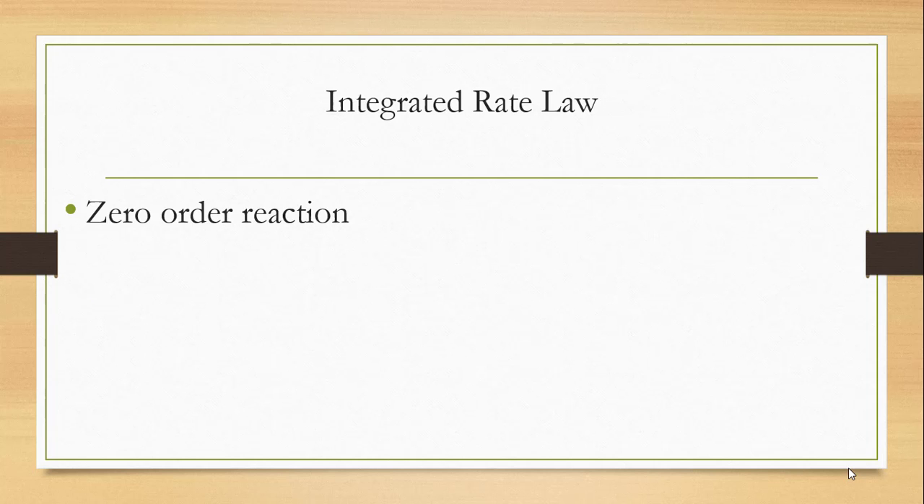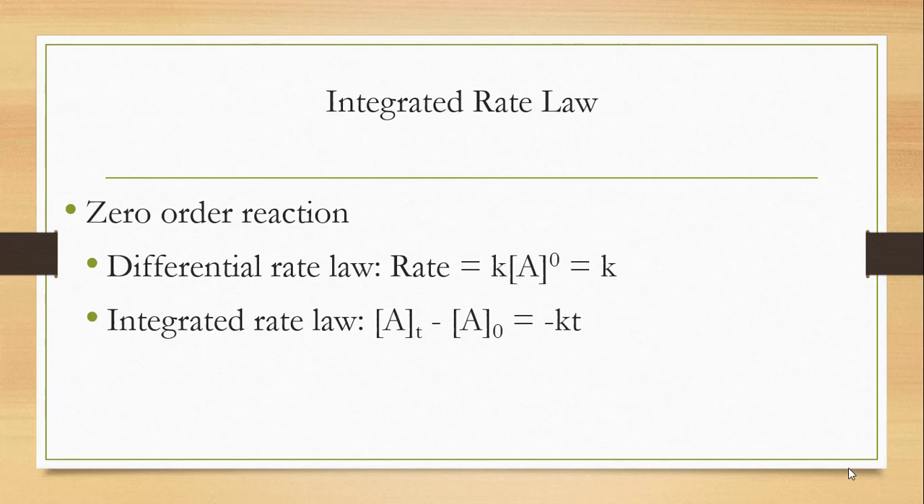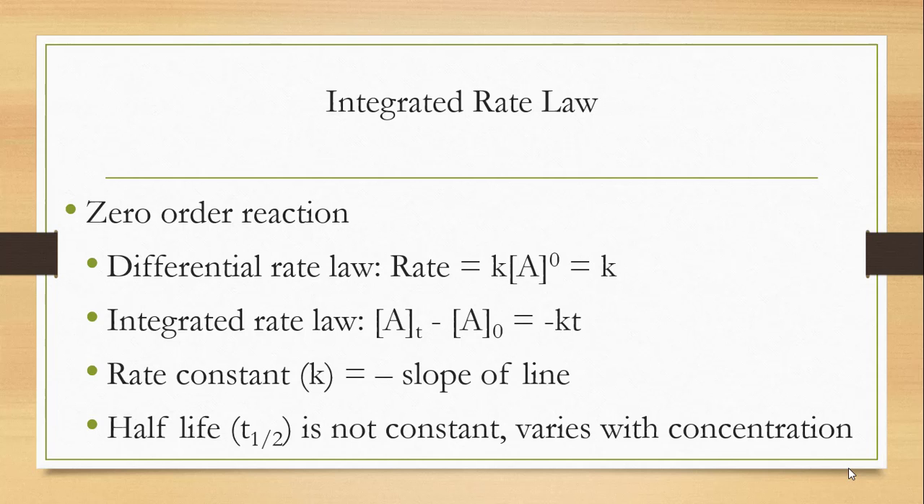For a zero-order reaction, the differential rate law is rate equals k. The integrated rate law is [A] sub t minus [A] sub 0 equals negative kt. The rate constant k is the negative slope of the line, or the absolute value. The half-life is not constant. It varies with the concentration. So if you have a constant half-life, it cannot be a zero-order reaction. However, if you do not have a constant half-life, it doesn't mean that it is zero order.